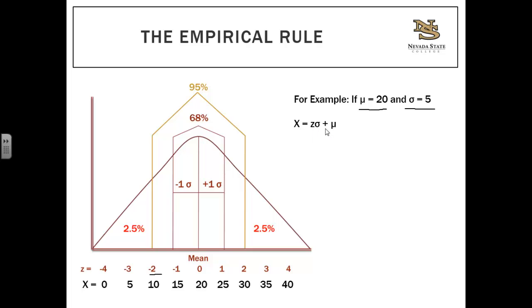And just for example, if we were looking at this, we could say that 2.5% of scores in this data set are above 30. 68% of scores, so the majority of scores, are between 15 and 25. And nearly all scores, 95% of scores, are between 10 and 30.